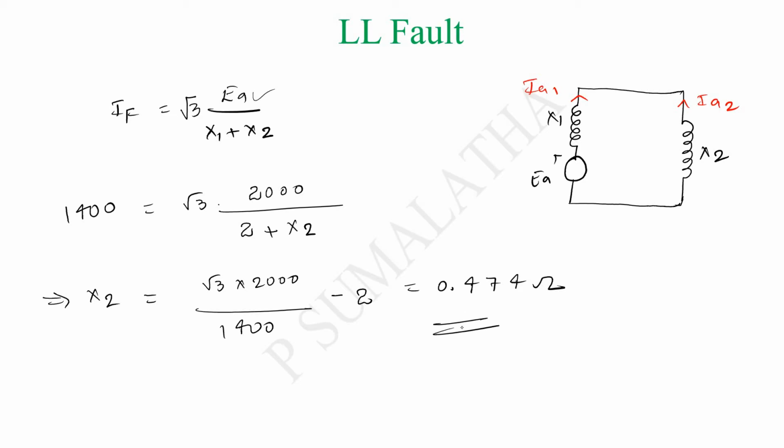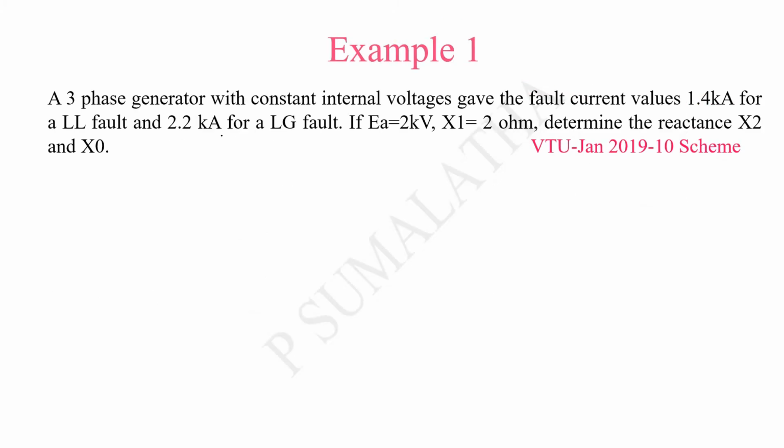Now we need to find the x0 value. For that, they have given the line-to-ground fault data. There is a fault current of 2200 amperes in the line-to-ground fault condition. If we take the line-to-ground fault, all the sequence networks will be connected in series with each other: positive sequence, negative sequence and zero sequence reactance. We don't have any fault impedance. With x1, x2 and x0 and the EA value, all the currents are equal, IA1, IA2, IA0. Therefore, the fault current IF is equal to 3 times IA0, that we know.